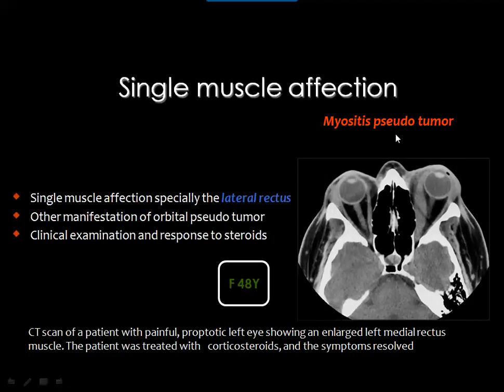Then single muscle affection may be the sequelae of inflammation or tumor. And one of the common inflammatory lesions in the orbit is the orbital pseudotumor, as I have mentioned. And in such condition, the affection of the muscle is known as myositis pseudotumor. The patient with orbital pseudotumor has usually a congested eye, and there is frequent lacrimation with signs of inflammation in the conjunctiva. Also, there may be some proptosis due to affection of the extraocular muscles and affection of the lacrimal gland as well as the orbital fat.